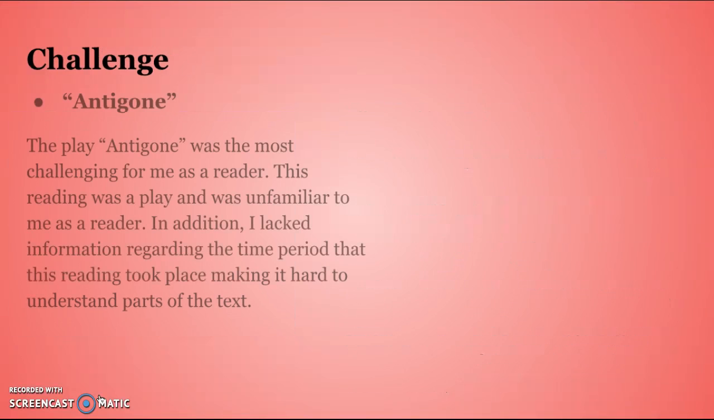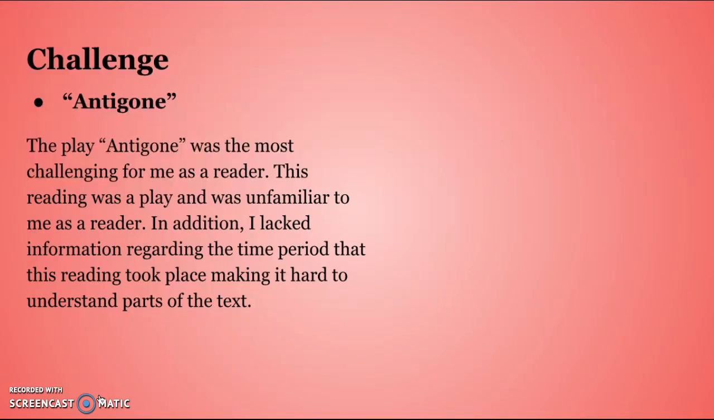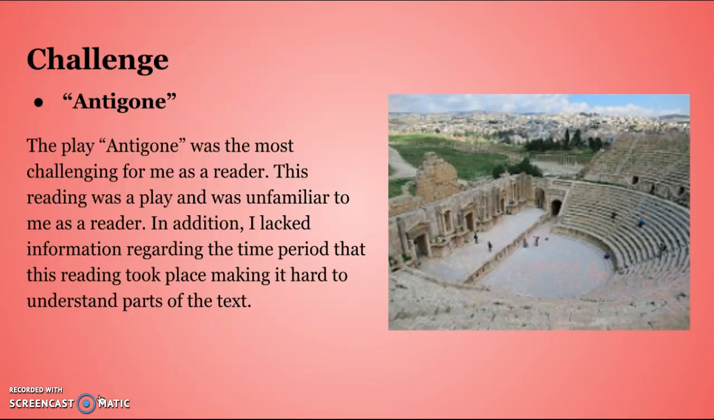One challenge that I faced throughout the semester was while reading the text Antigone. This was difficult for me as a reader because the layout of the play was unfamiliar to me and I lacked information regarding the time period in which this play took place. In addition, in plays, you can only use direct characterization to know what they are thinking or feeling. This made it more challenging for me as a reader because I like to know what the characters are really feeling and thinking. Knowing what's going on inside a character's head makes me feel as though I can relate to them and know them in a more personal way. However, in Antigone, I was not able to do this, so it made it much harder.